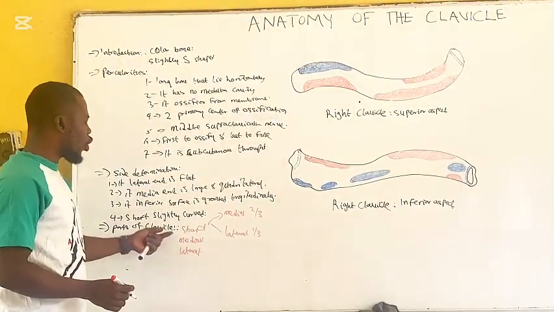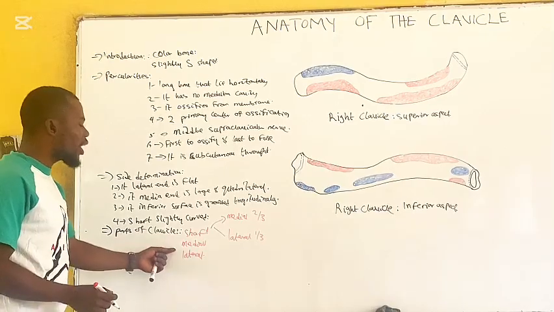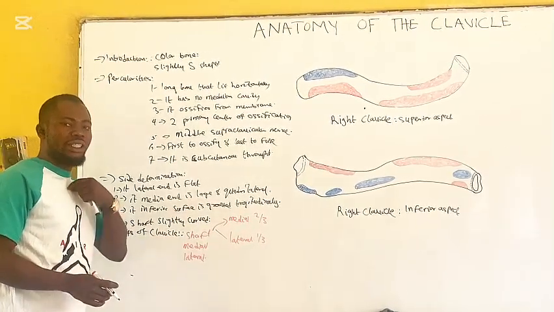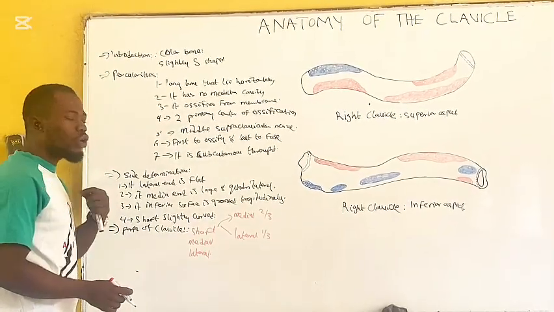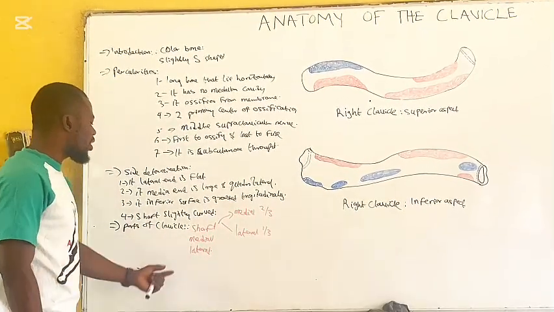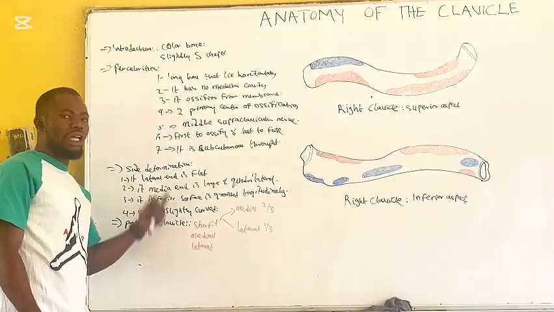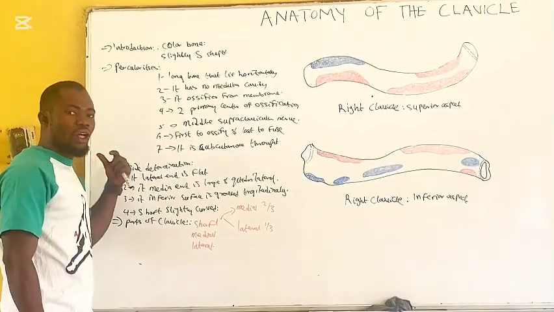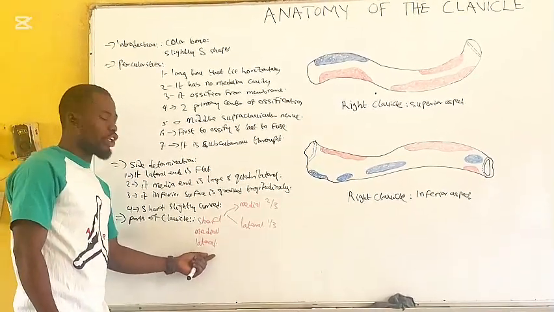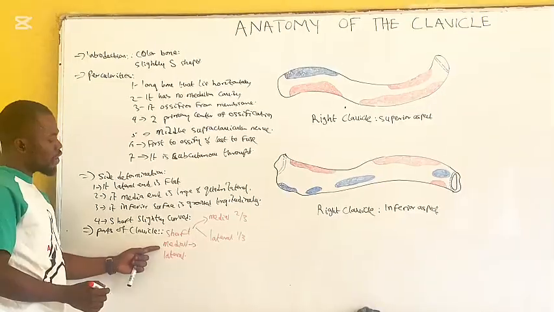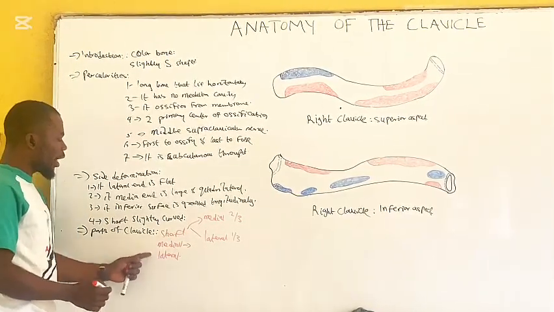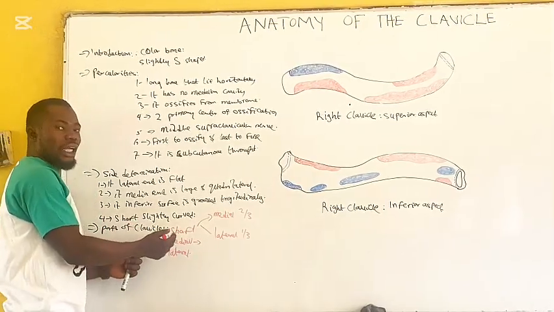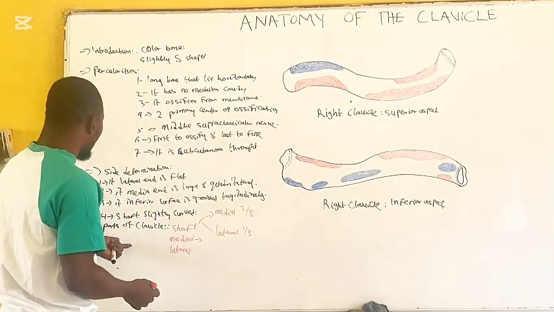The medial end of the clavicle is large and quadrilateral, and it articulates with the clavicular notch of the sternum to form the sternoclavicular joint, whereas the lateral end is flat from above downward and it articulates with the acromion process of the scapula to form the acromioclavicular joint. In addition to the sternoclavicular joint, the medial end of the clavicle also articulates inferiorly with the first costal cartilage. So this is about the parts of the clavicle.